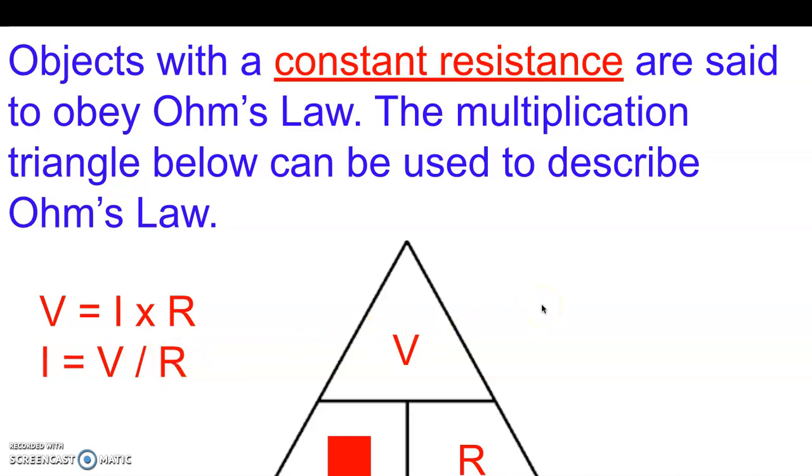Last up, if we wanted to solve for resistance, we'll cover up resistance, and then we're left with V and I. Again, since V is on top, the equation becomes resistance equals voltage divided by current, or R equals V divided by I. Okay, and so then we can use these 3 equations to solve problems about circuits.